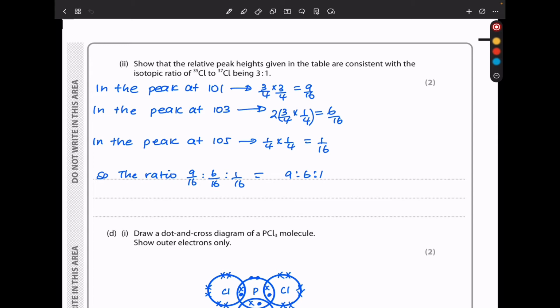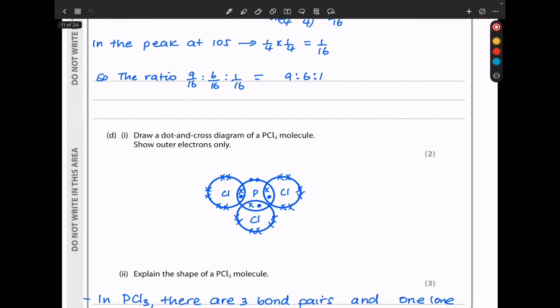So here they say show that the relative peak heights given in the table are consistent with the isotopic ratio of chlorine-35 and 37, which is 3:1. Yes, this is true. And again, like I've done already in the table, at 101, we have 35 and 35, giving us 9/16. At 103, we have twice a 35 and a 37, giving us 6/16. And at 105, we have 37 and 37, giving us 1/16. And this ratio is going to be 9 to 6 to 1, as we can see in the table.